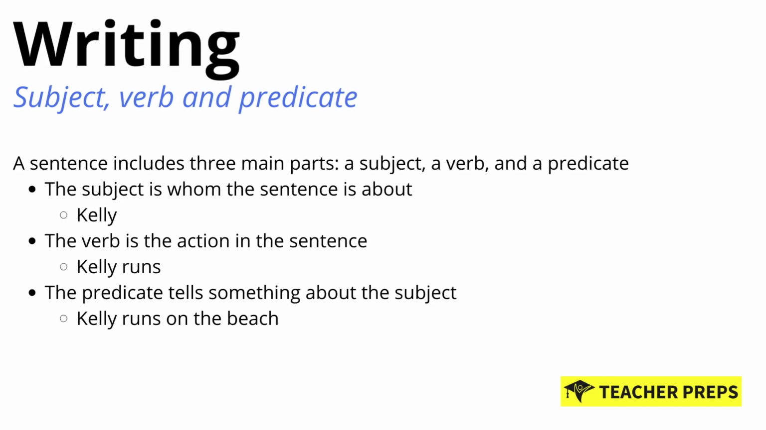As you begin your career, you'll realize that you will work with many non-native English speakers, and understanding grammar will give you the skills to better support people from all backgrounds. This is subject, verb, and predicate. A sentence includes three main parts. Remember, the subject, the verb, and a predicate. The subject is whom the sentence is all about. In this case, let's call this person Kelly. The verb is the action in the sentence. So Kelly runs. Runs is the verb. The predicate tells something about the subject. Kelly runs where? On the beach. Kelly runs on the beach.